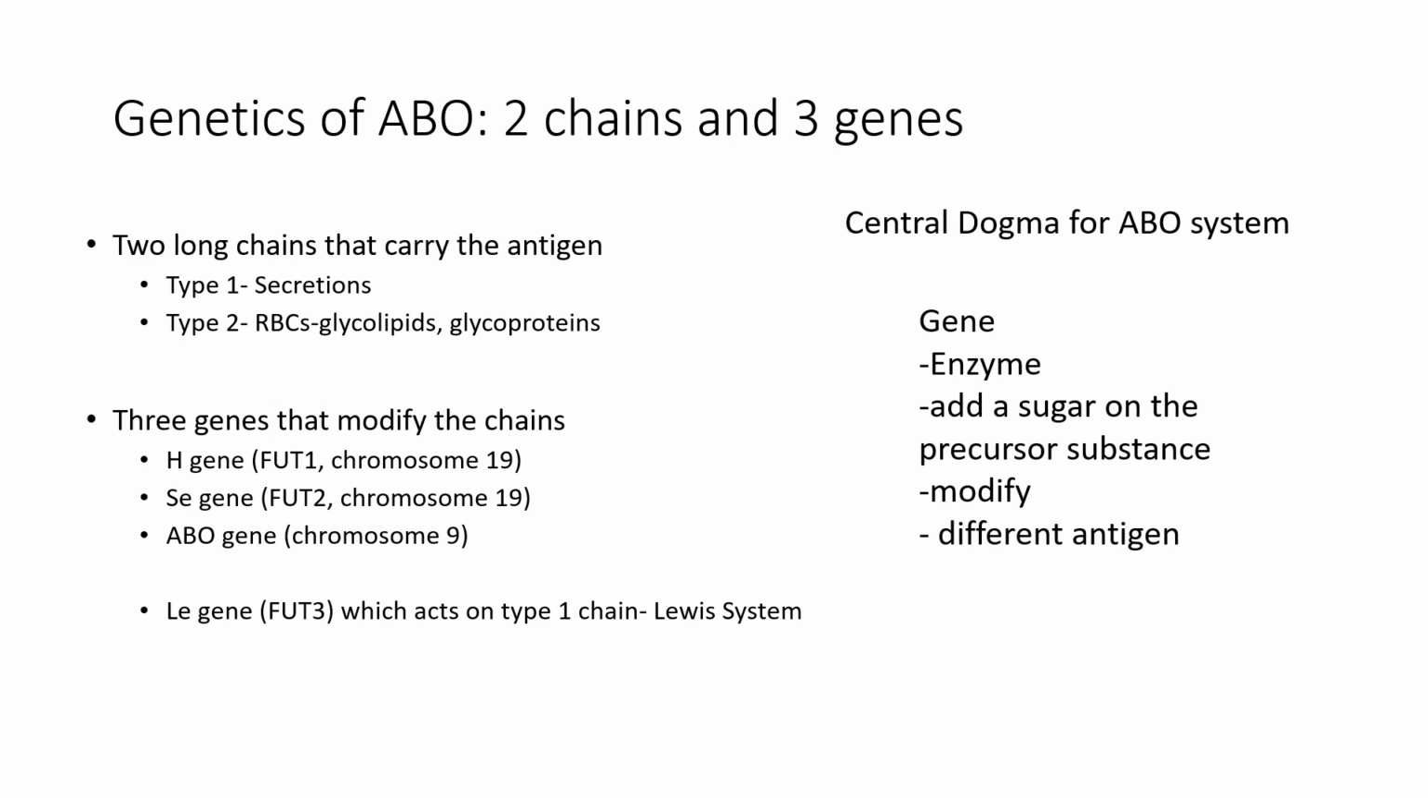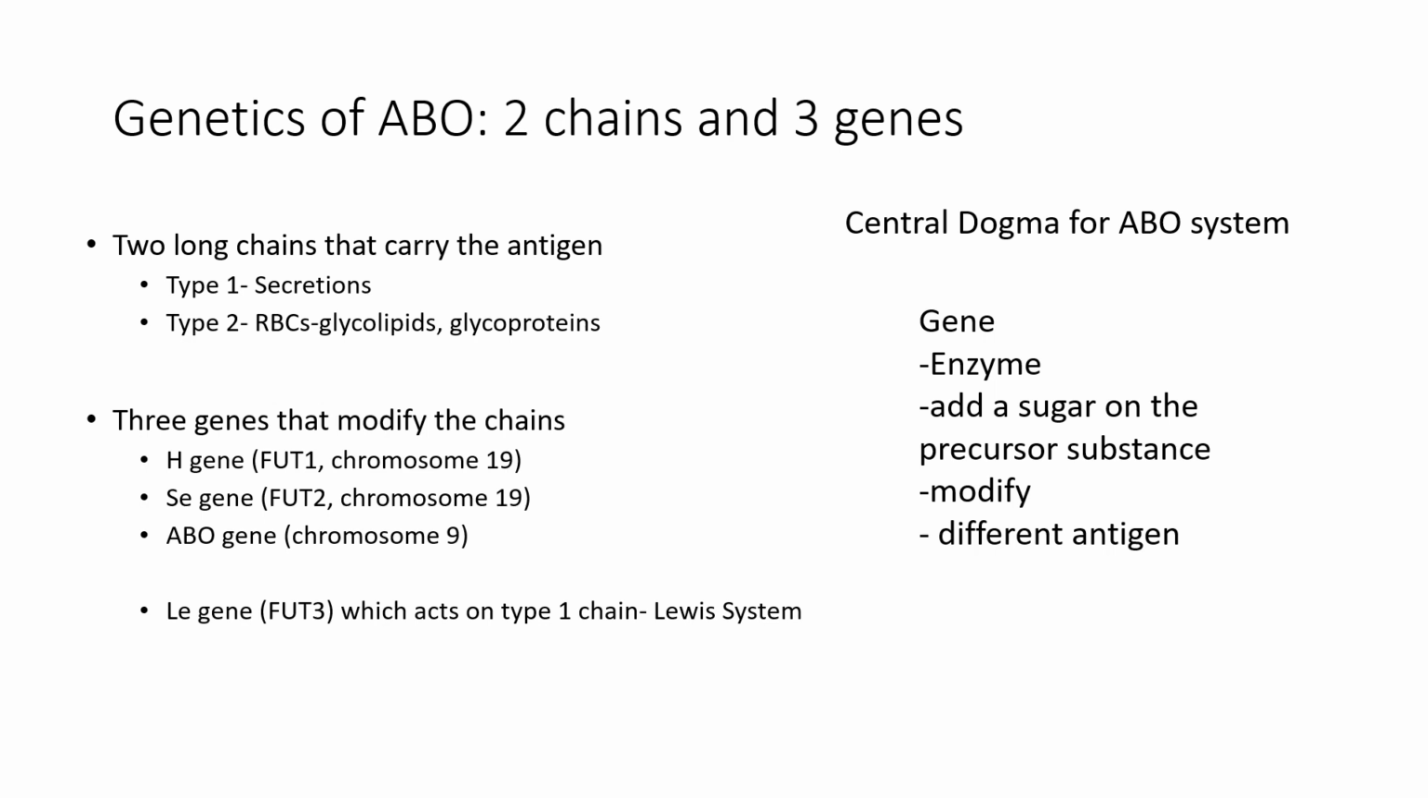Now the H gene is present on chromosome 19 and the ABO gene is present on chromosome 9, but they act together, and how they act together to form the ABO system is what I'm going to explain. So always remember, the H gene is the FUT1 gene, or the fucosyl transferase 1 gene. The secretor gene, the SE gene, is the FUT2 gene, and the ABO gene, which is present on chromosome 9, is the third gene that is involved.